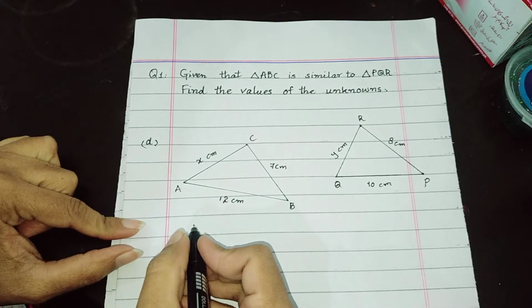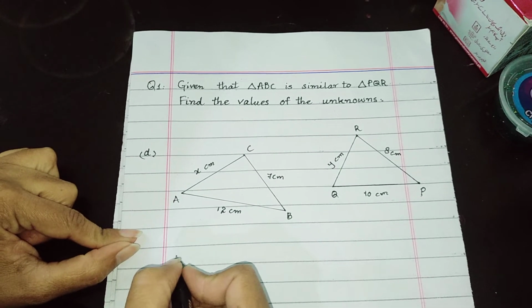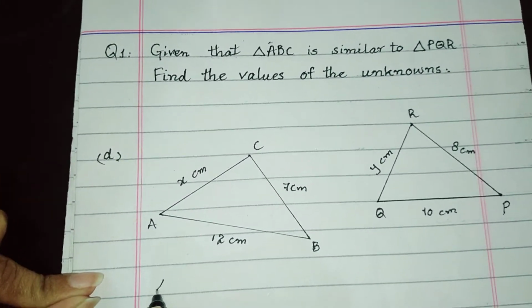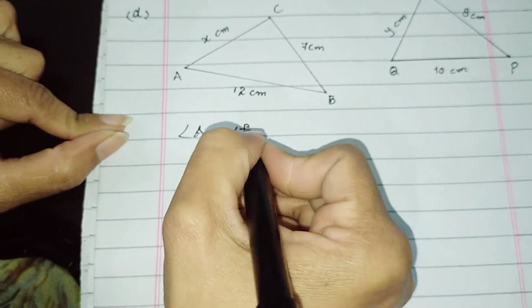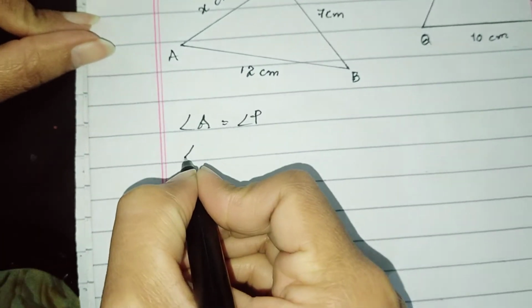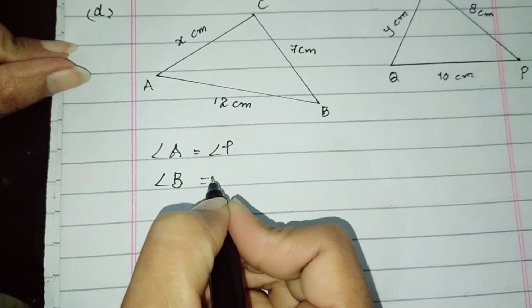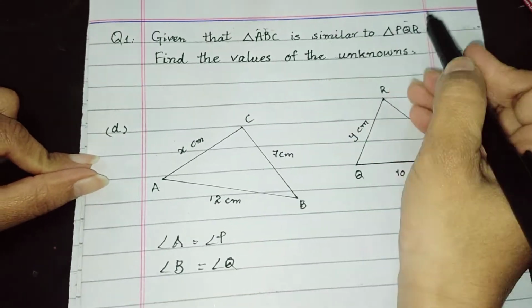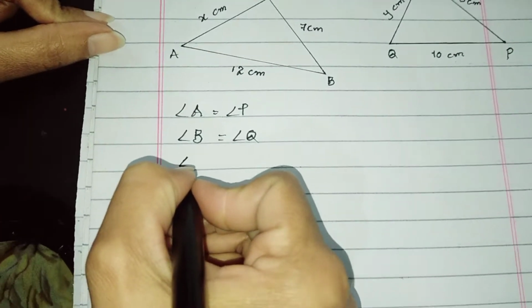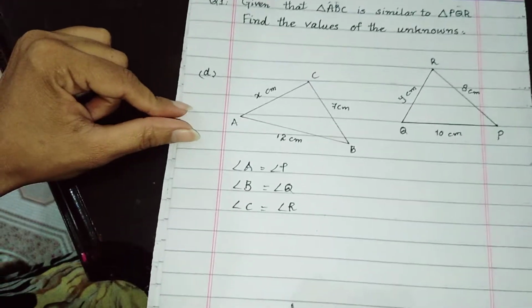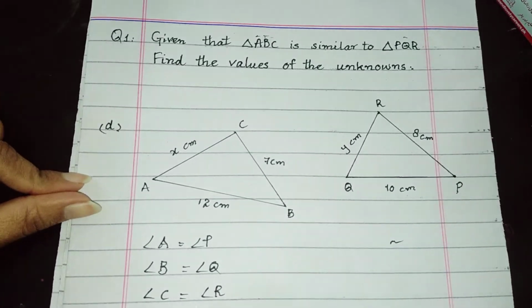As we know, in similarity corresponding angles are equal. So angle A is corresponding to angle P, so angle A is equal to angle P. Angle B is corresponding to angle Q, so angle B is equal to angle Q, and angle C is corresponding to angle R, so angle C is equal to angle R. This is the symbol of similarity.